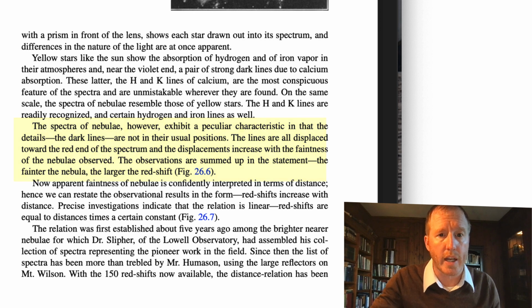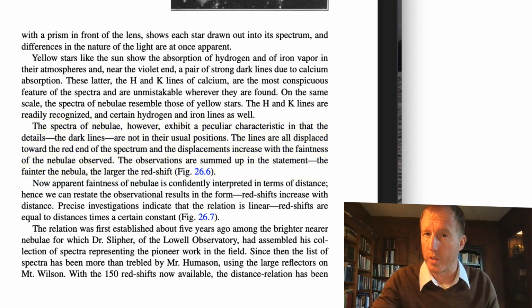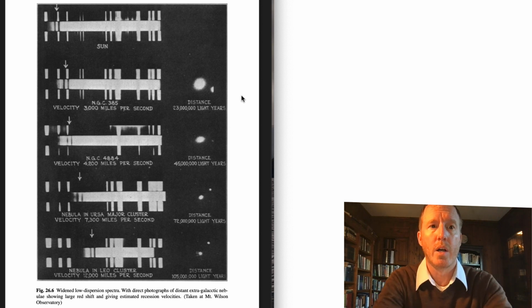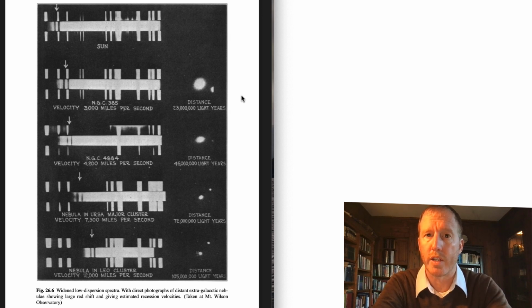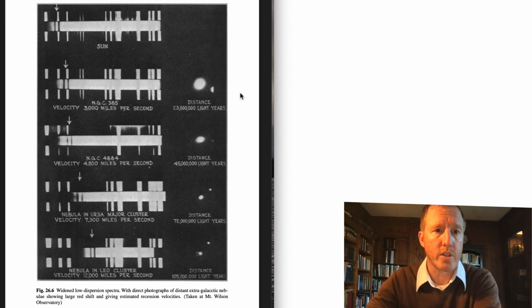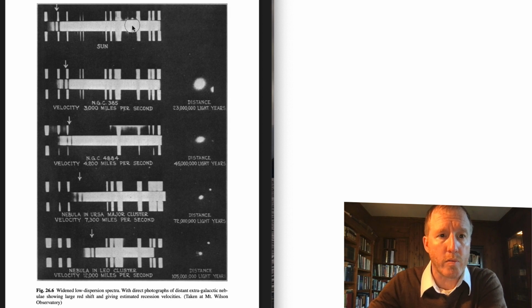So if we look at figure 26.6, to which he refers now, in this diagram, we show the absorption spectrum of not only the sun, but several different galaxies that are at different known distances from us. So the top diagram, we show the absorption spectrum of the sun. Just worry about this white band right in the middle here, and you'll notice he has an arrow pointing to two dark lines.